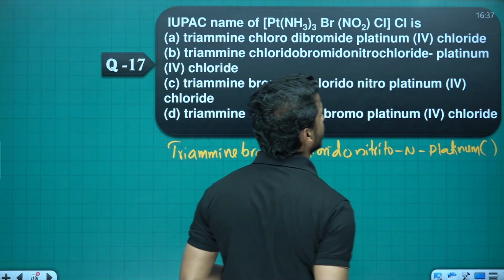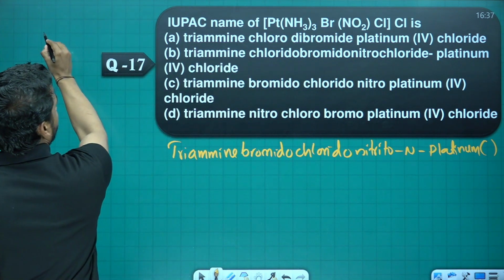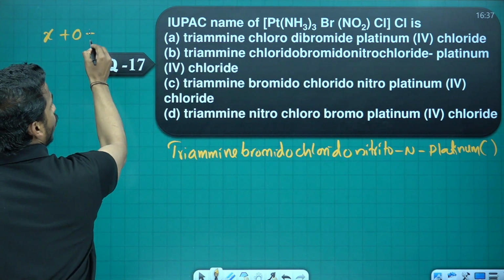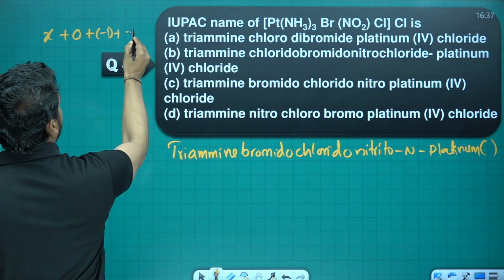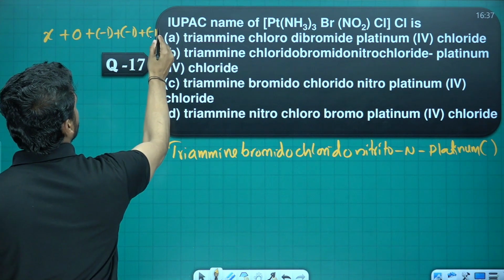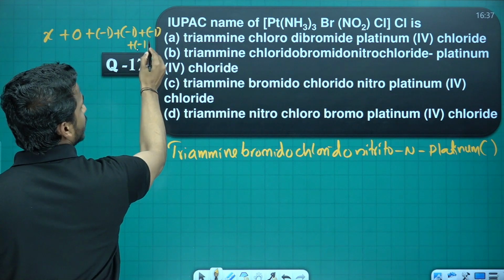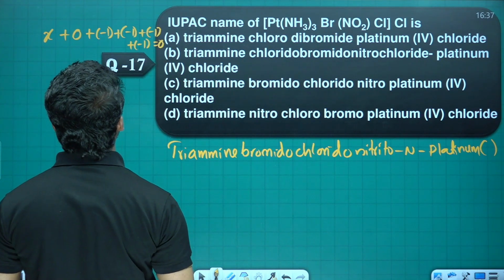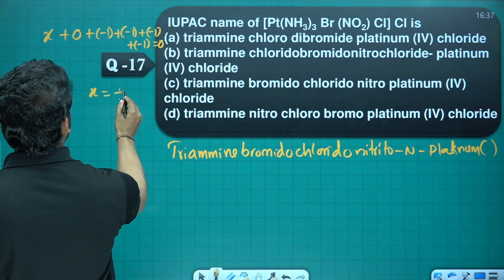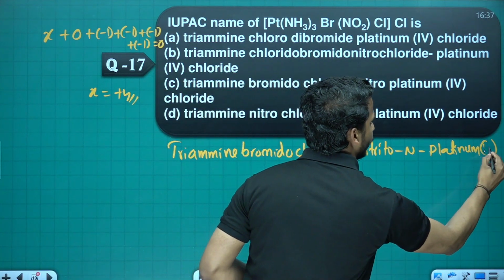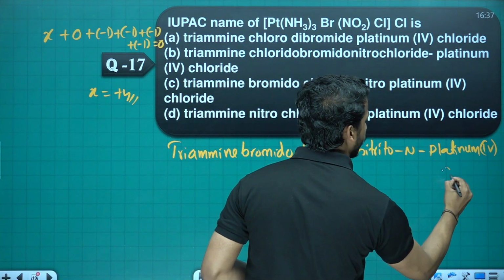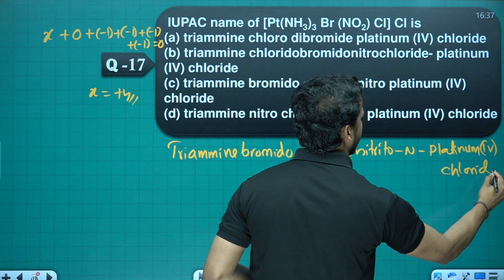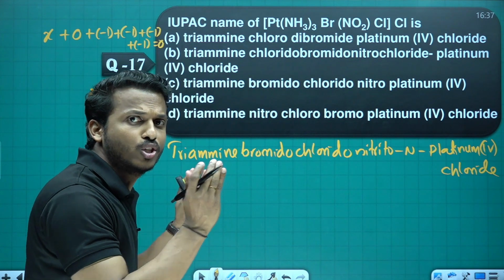What is the oxidation state of platinum, my dear? Platinum, take it as X, ammine 0, 1 bromine -1, NO2 -1, chlorine -1, even outside 1 chlorine is there -1, overall 0. You will get X equal to +4. Yes, we are getting 4, and for the outside counter ion, don't forget to write chloride. Chloride, which is the most suitable answer.